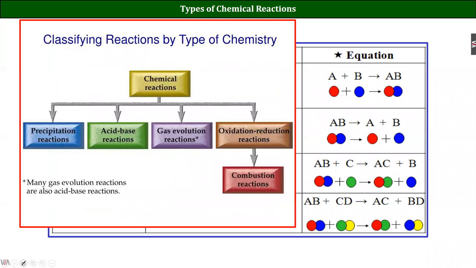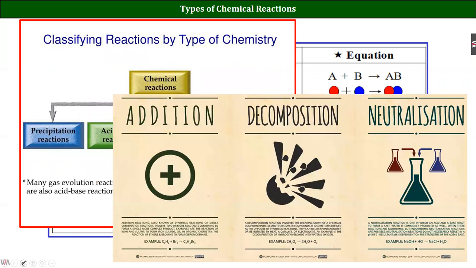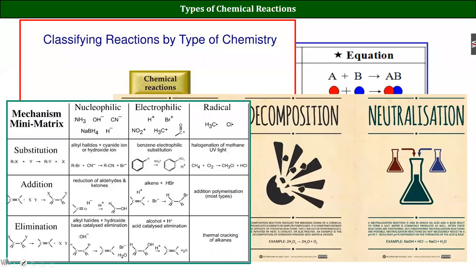This is another intro level textbook that says, okay, well, chemical reactions are either precipitation reactions, acid-base reactions, gas evolution, oxidation reduction, or combustion reactions. They're describing the same reactions that the first chart did. And then if you go further, you can break it down further. You have addition, decomposition, or neutralization. Or you can have substitution. This is how you classify reactions in organic chemistry.